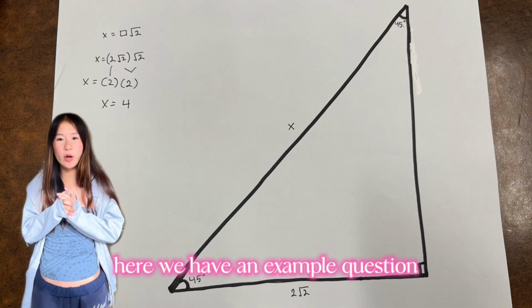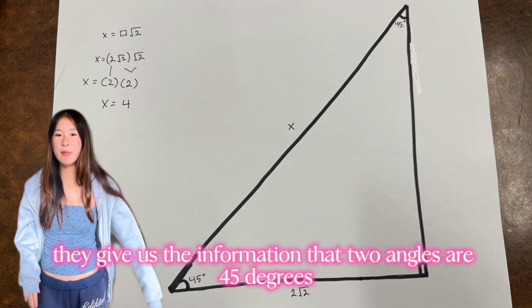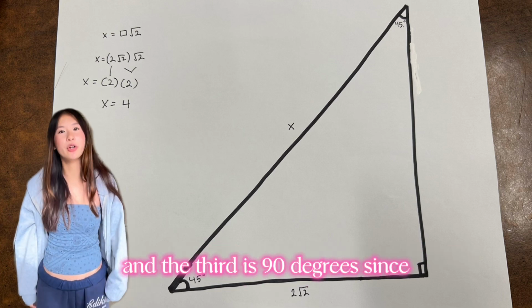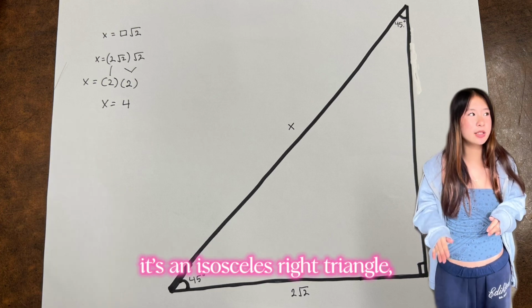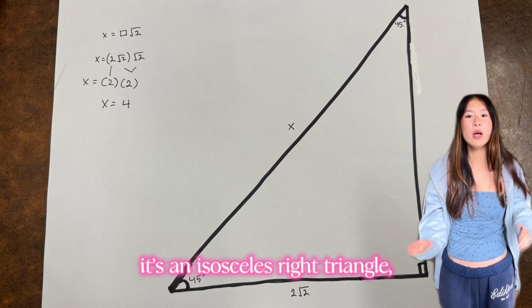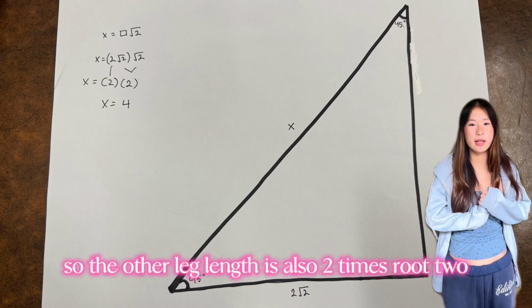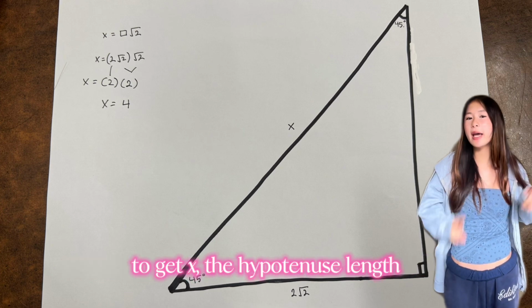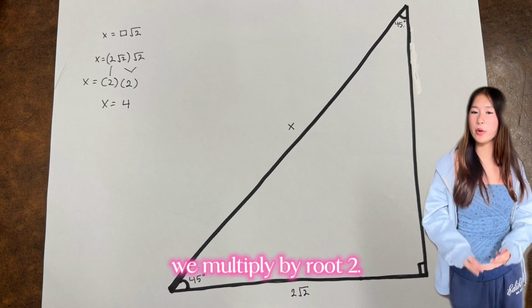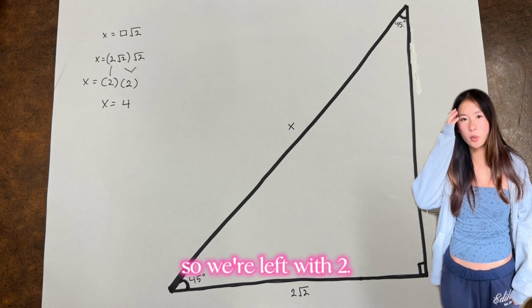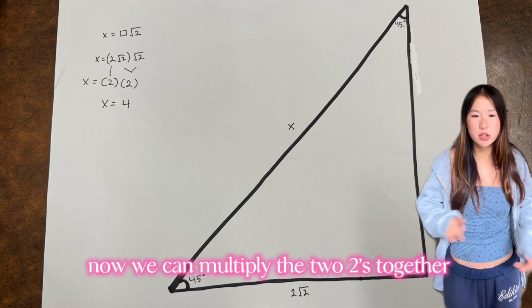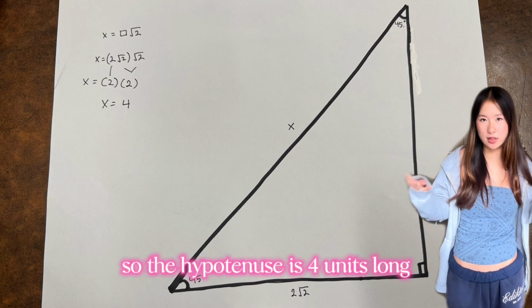Here we have an example question. As you can see, they give us the information that two angles are 45 degrees and the third is 90 degrees. Since it's an isosceles right triangle, one of the leg lengths is the same as the other leg length. So the other leg length is also 2 times root 2. To get the hypotenuse length, we multiply by root 2. The radicals cancel each other out, so we're left with 2. Now we can multiply the two 2's together, so the hypotenuse is 4 units long.